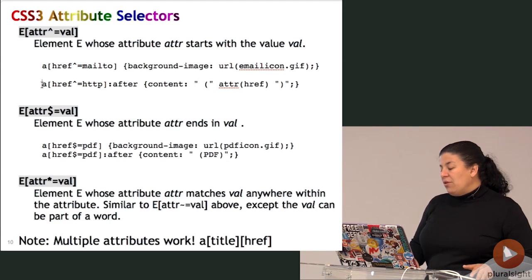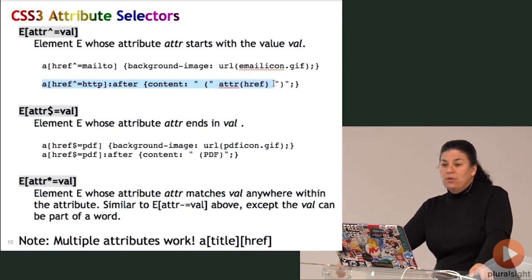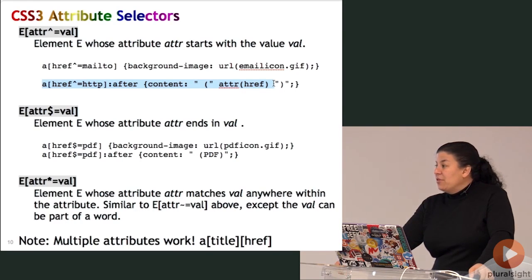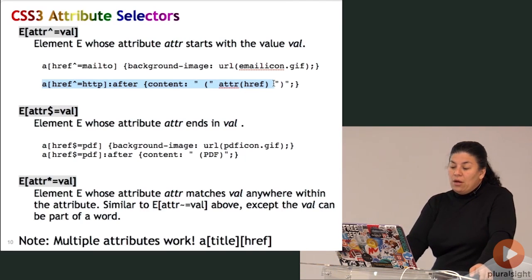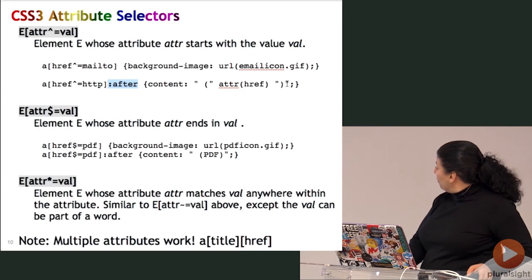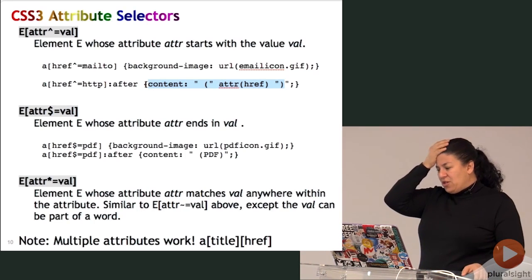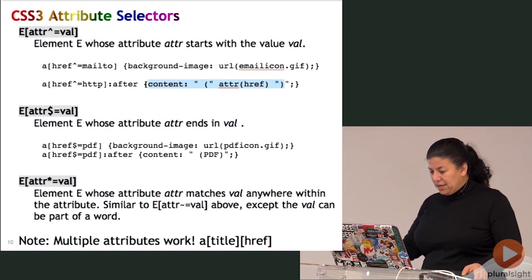And this is one I use in my print style sheets all the time. It says href caret equals HTTP. So what that means is this link is an external link, right? Generally in your content, instead of a relative link. And then with generated content, I actually print to the page the opening parenthesis, attr href, closing parenthesis. And we'll get to how to create generated content, not in the next section, but in the section after that. So don't worry if that doesn't make sense yet, it will.